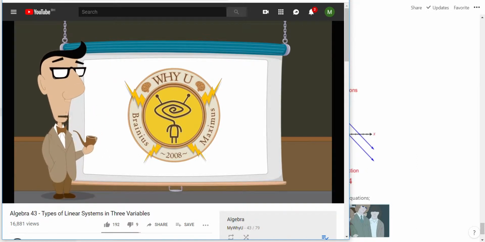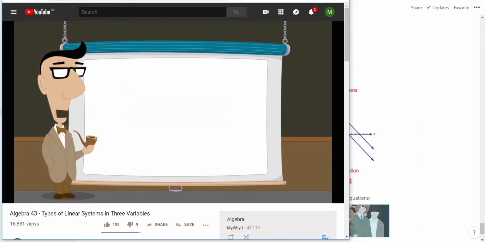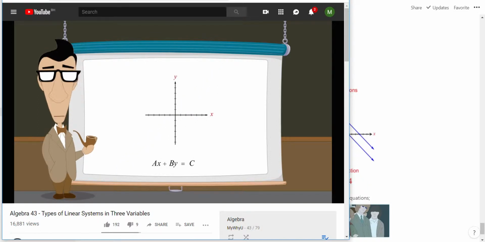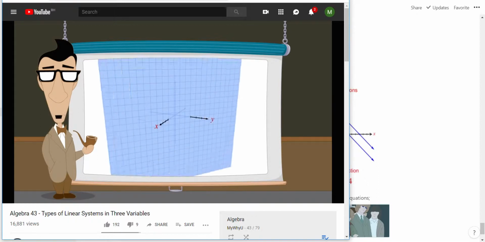In the last lecture, we saw that just as the graph of a linear equation in 2 variables creates a line which extends infinitely in both directions, the graph of a linear equation in 3 variables creates a plane which extends infinitely in all directions.